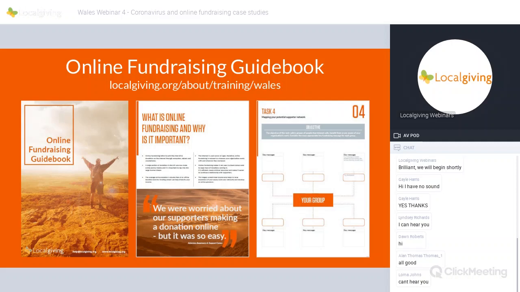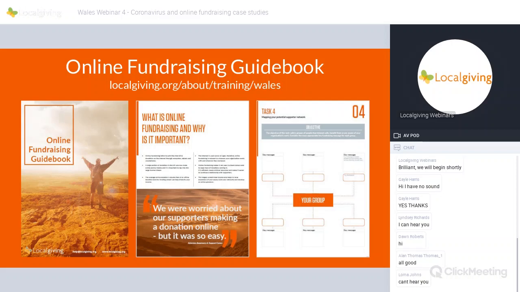It's very much set up so that there's a section of advice followed by a relevant task. And so in that sense, you can really solidify what it is that you want to do in that area for your organisation. To access this guidebook, on this Wales training section, this link here, and I'll send this through along with a recording of the webinar after this, there is a resources section, and then there's a link to help you download the guidebooks.